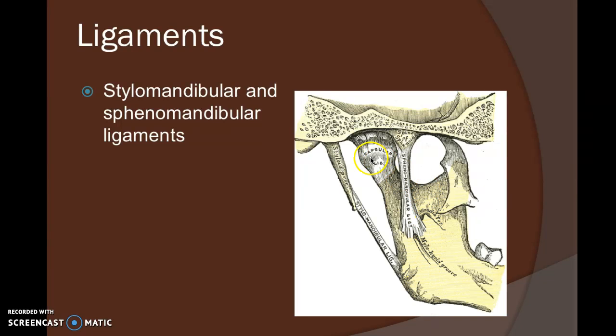The stylomandibular and the sphenomandibular ligaments both are suspensory ligaments. There is a condition called Eagle's syndrome where the stylomandibular ligament may ossify, and it can restrict range of motion, cause throat pain, and neck pain.